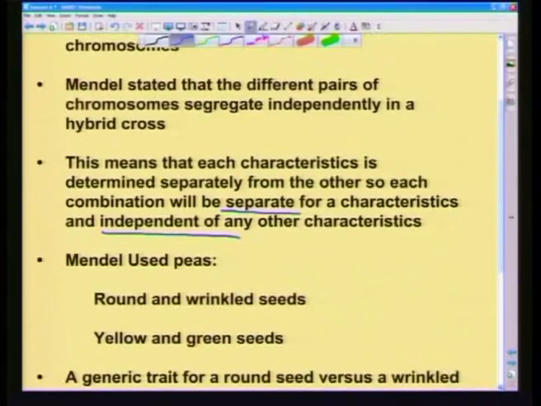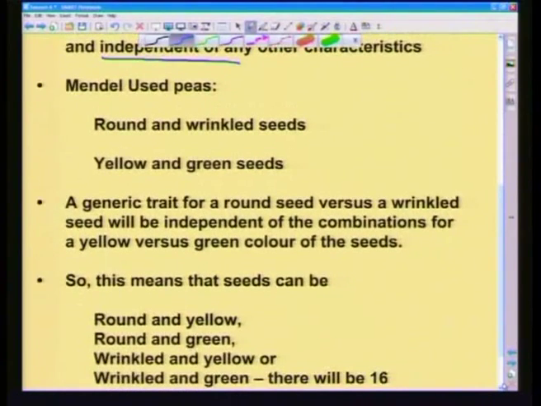So Mendel used his little peas again. See, he liked his peas. And he chose different types of peas. He chose peas that were round and wrinkled, the seeds, and he chose seeds that had a yellow color and some have a green color.